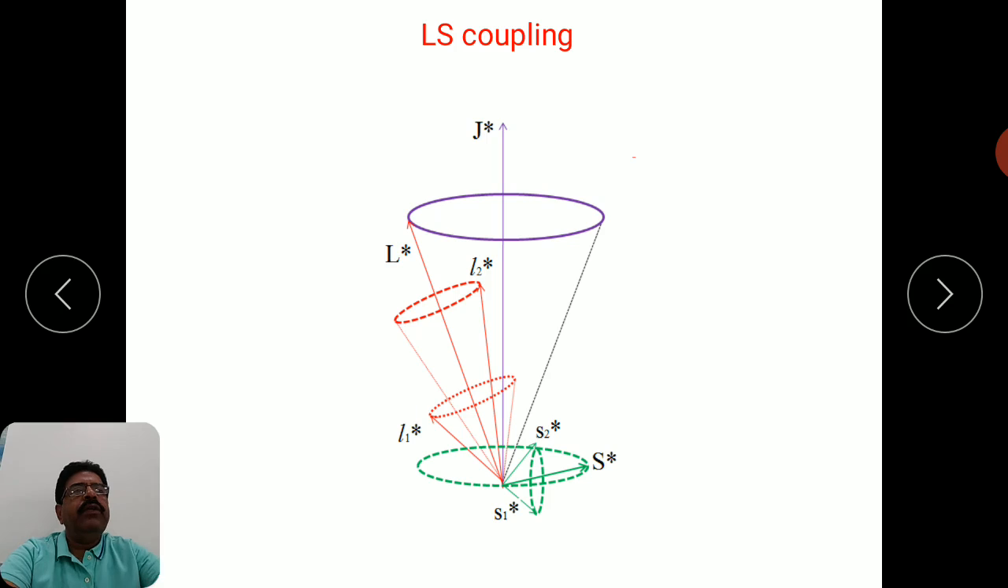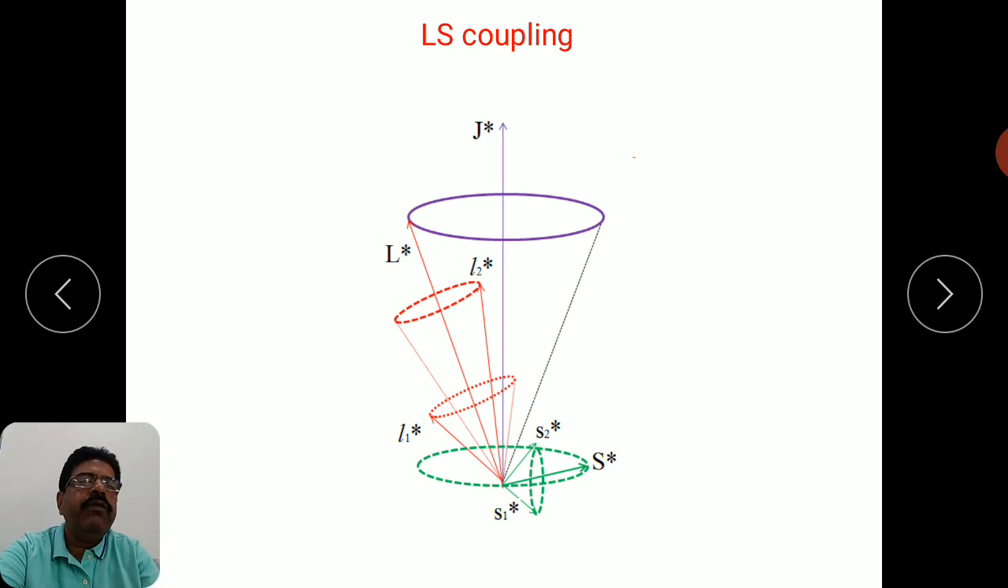And there is another kind of vector representation. This is a very interesting representation. First of all, this is L1 star, the orbital momentum vector of the first electron. This is L2 star, representing the orbital momentum vector of the second electron. And this L1 star and L2 star, in a vector manner, produce the resultant L star.